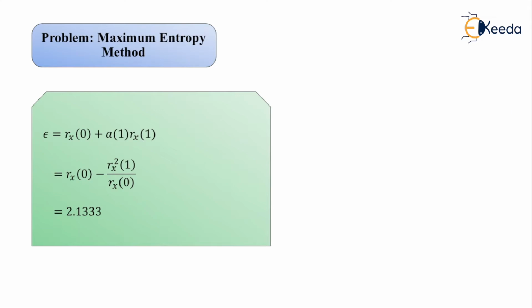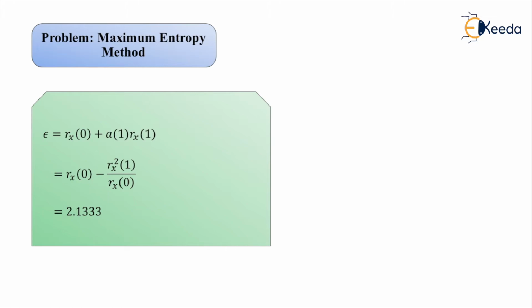2.1333. So upon substitution of epsilon into the previous equation for the capital P cap suffix MEM as a function of e to the power j omega, which is the first order representation of the power spectral density estimate by the maximum entropy method, that was the required answer in part A. So here it completes the answer for part A.